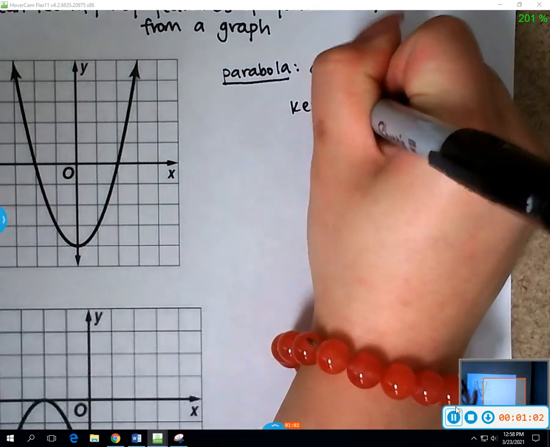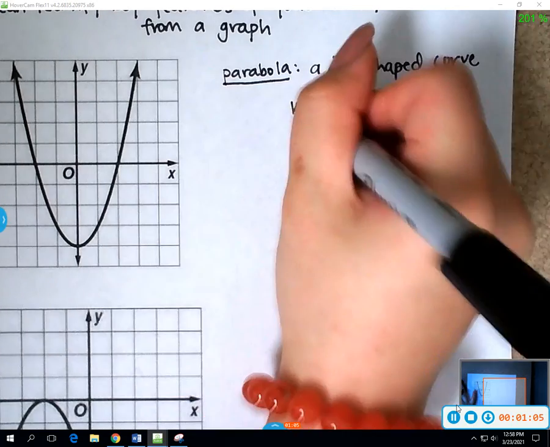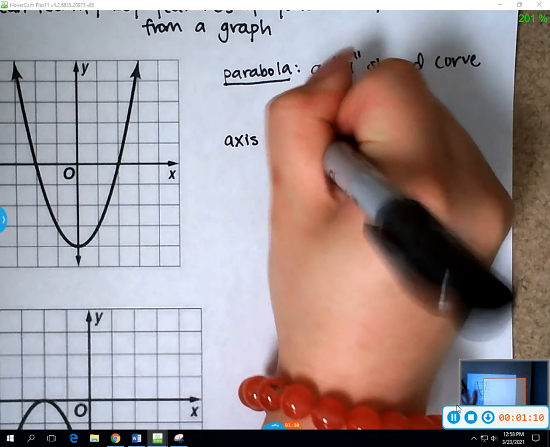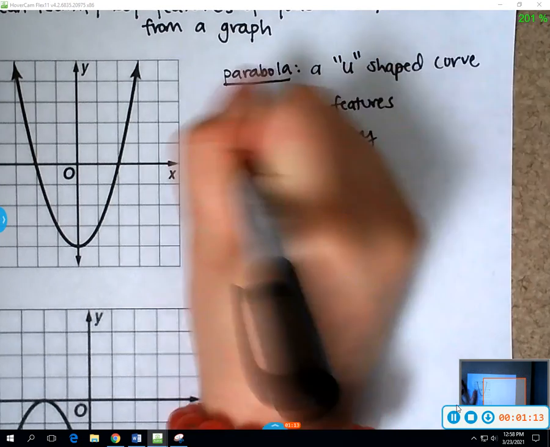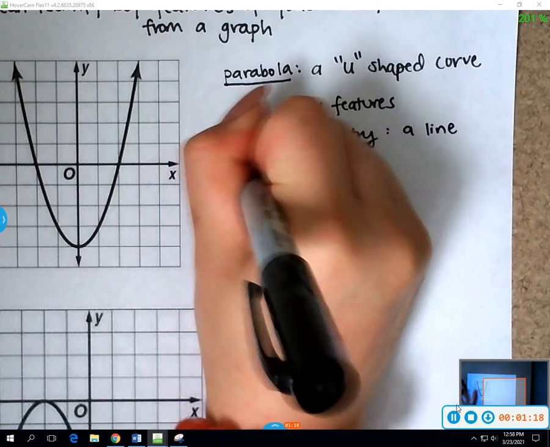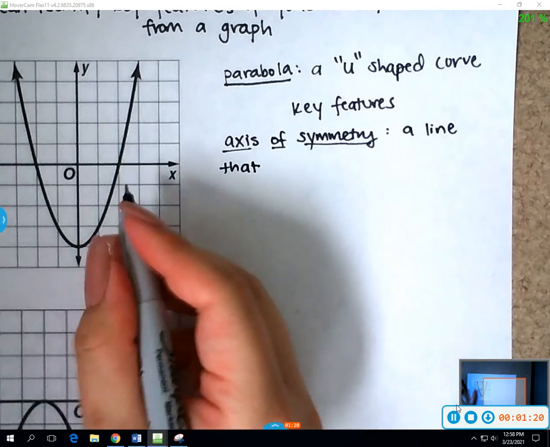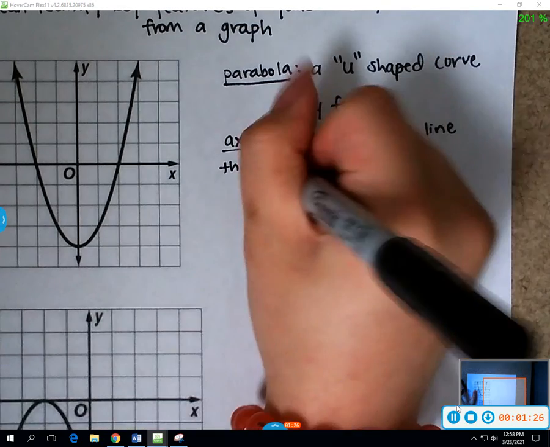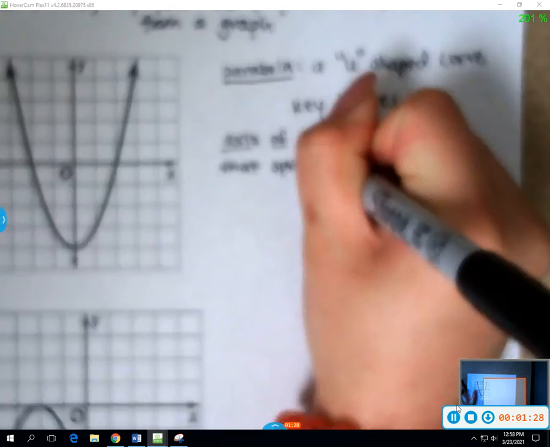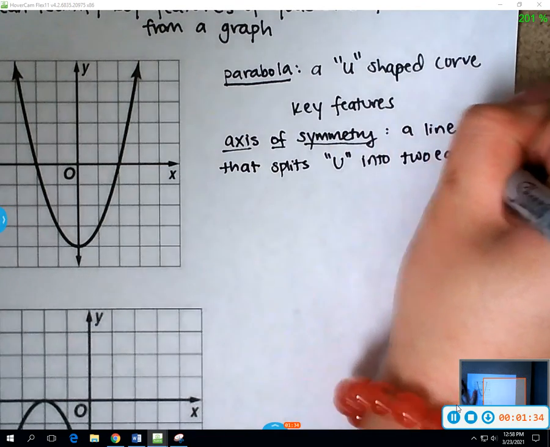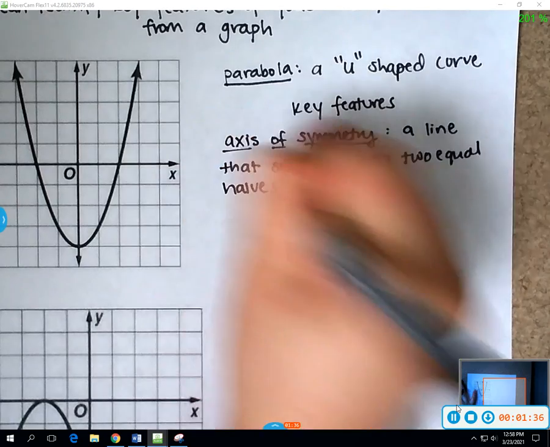Now our first key features. Our first key feature is the axis of symmetry. The axis of symmetry is a line that crosses through our graph and splits it into two equal halves. Splits our U into two equal halves. It goes right down the middle.